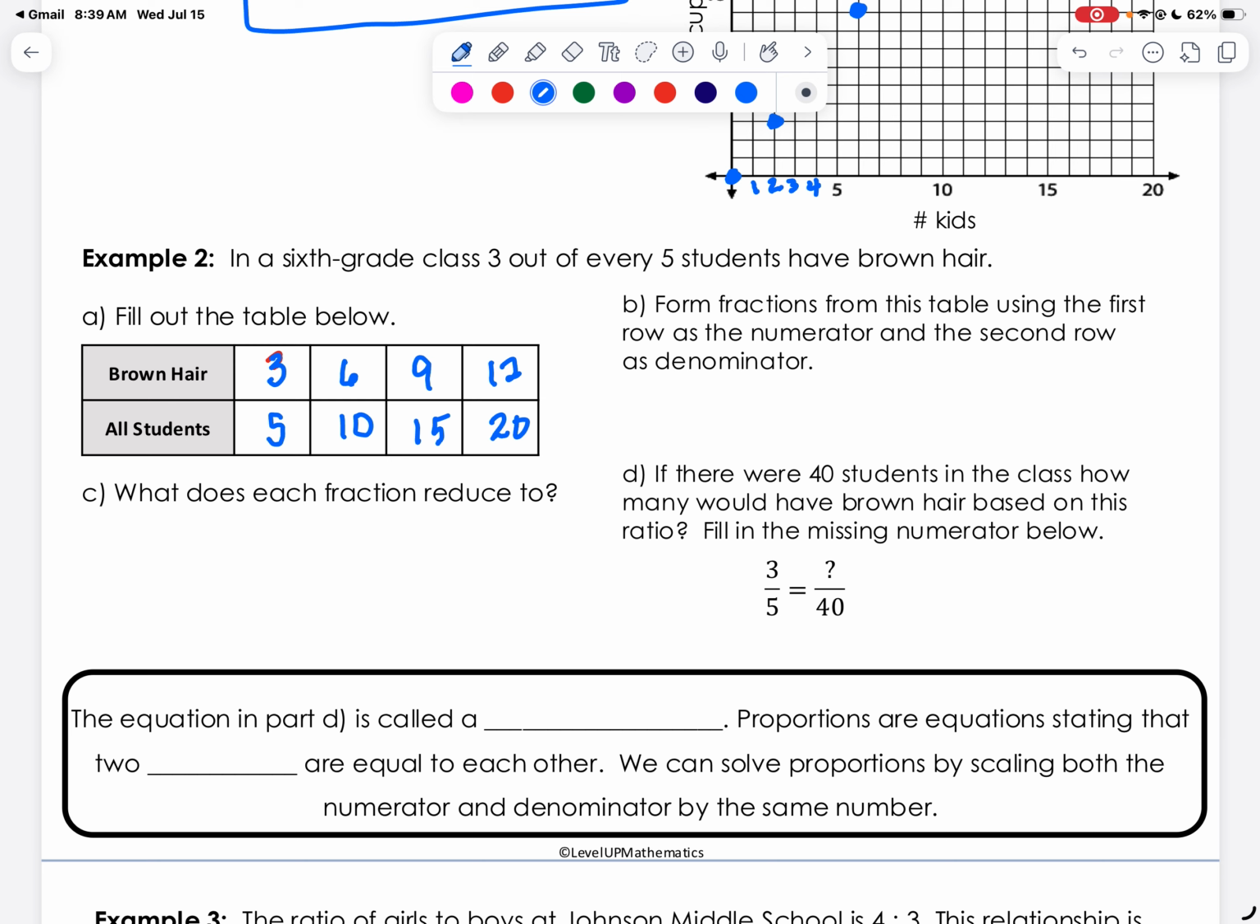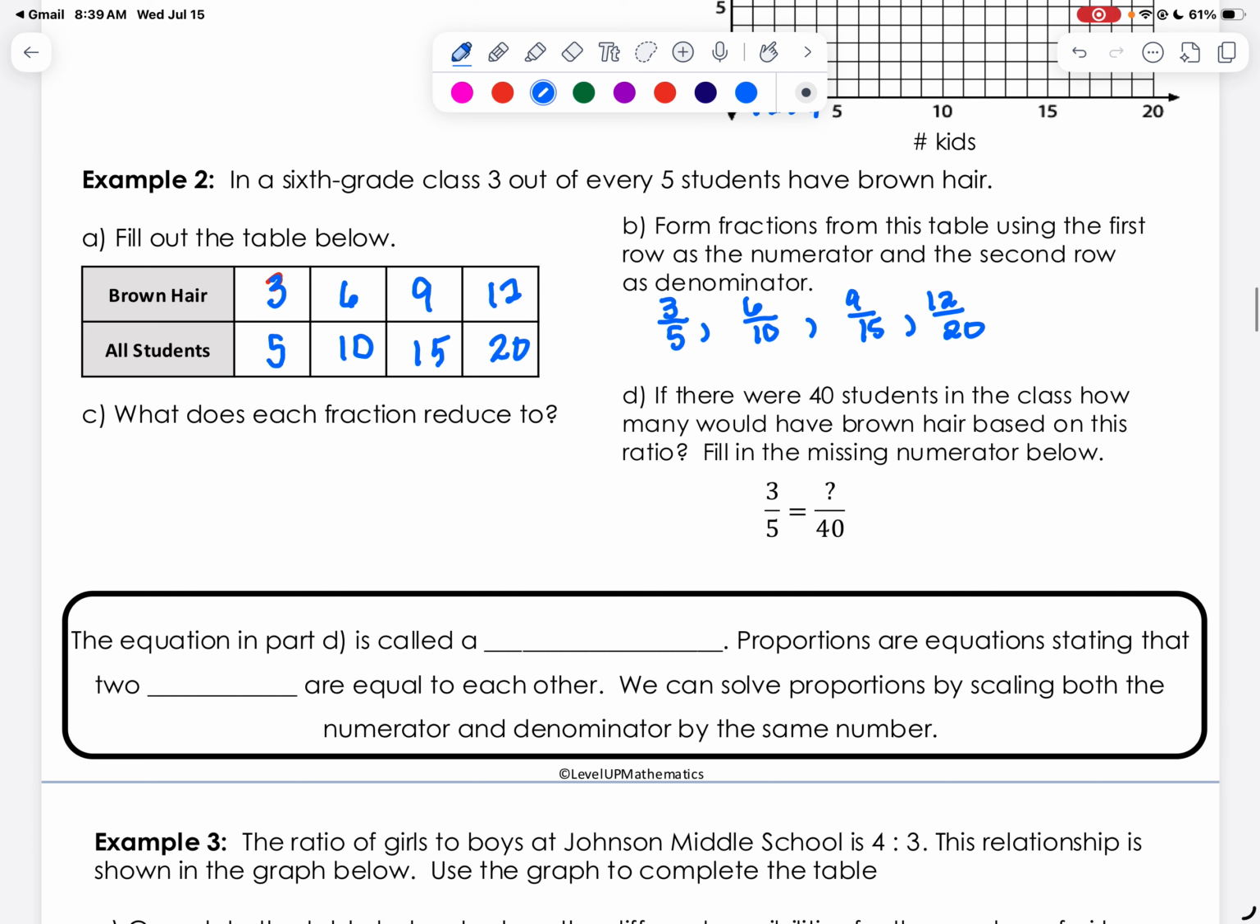All right, part B. Form fractions from this table using the first row as the numerator and the second row as the denominator. All right, so my first fraction would be 3/5. My second fraction would be 6/10, 9/15, and 12/20.